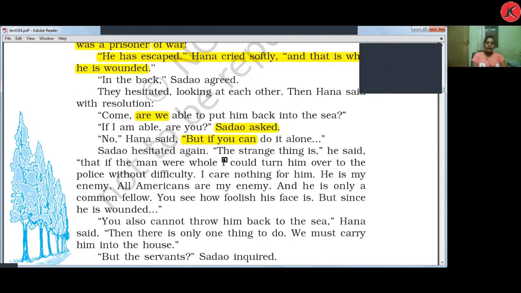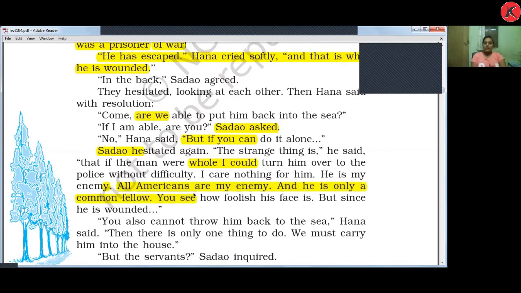Sadao hesitated again. "The strange thing is," he said, "that if the man were whole, I could turn him over to the police without difficulty. I care nothing for him. He is my enemy. All Americans are my enemy, and he is only a common fellow. You see how foolish his face is. But since he is wounded..." Here Dr. Sadao was trying to say what he is thinking in that inner dilemma. If the man is not wounded, I would give him to the police without any difficulty. I don't care for this man because he is my enemy.